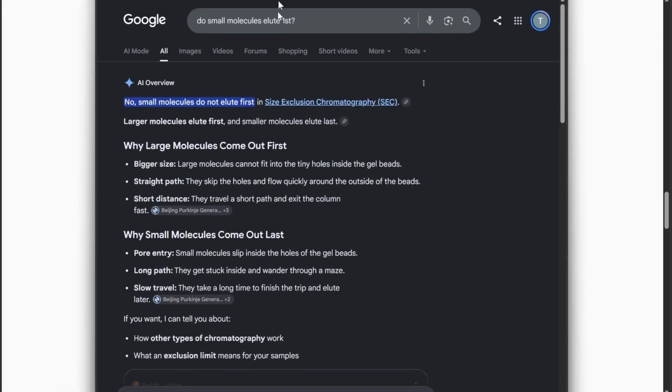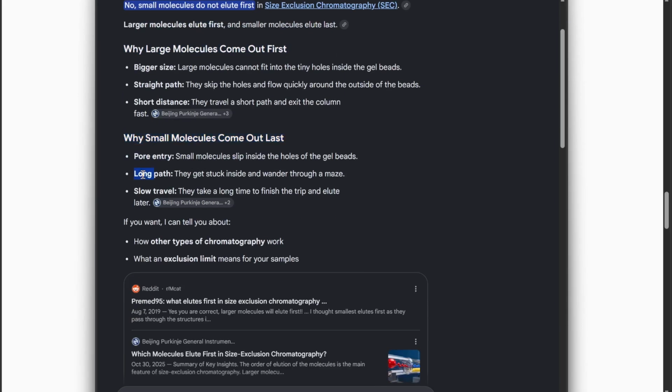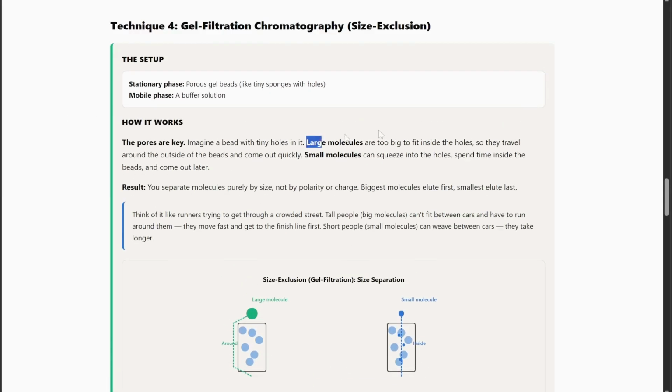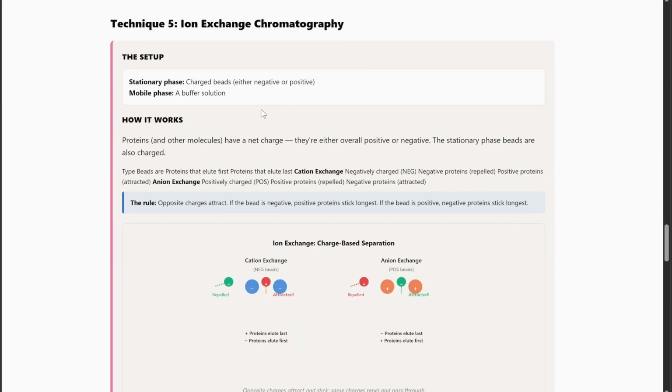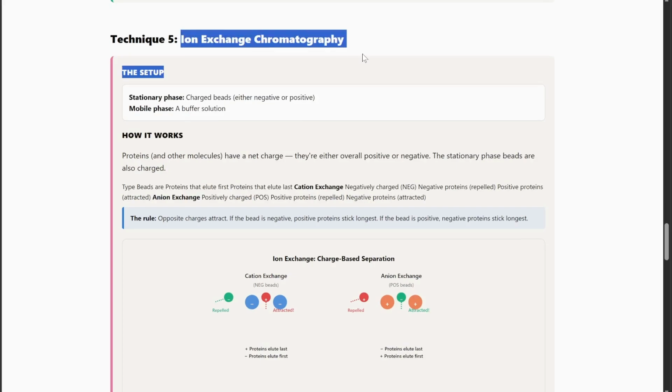So this picture is not that good, by the way, but this explanation is good where it says that large molecules come out first. And why do small molecules come out last? Imagine they're getting stuck and wandering through a maze, right? They have to go through that maze to get out of the column, so they're slower to travel than the large molecules. And then lastly, or third lastly, is ion exchange chromatography.